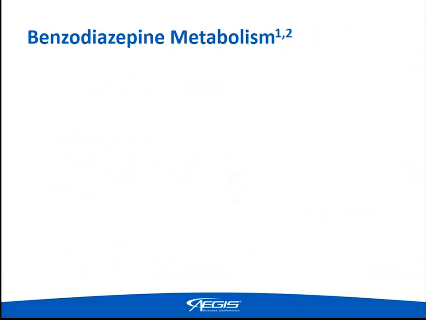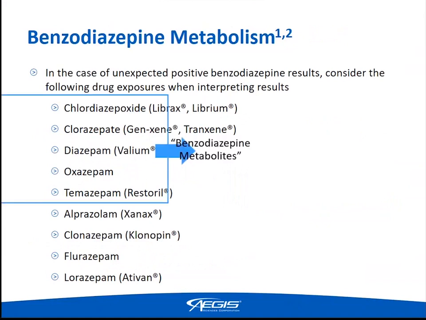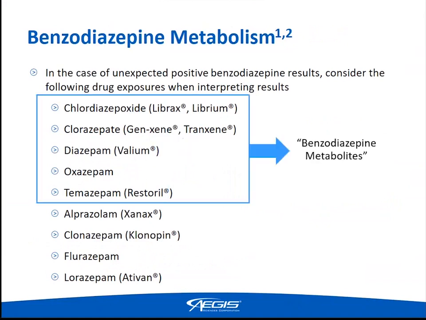In case of unexpected positive benzodiazepine results, consider the following drug exposures: chlordiazepoxide, clorazepate, diazepam, oxazepam, and temazepam all share common metabolites, and distinguishing which compound was ingested may be impossible. Because the exact ingested drug may not be distinguishable due to the overlapping metabolic pathways, positive results for nordiazepam, oxazepam, and/or temazepam are reported by Aegis as benzodiazepine metabolites. We'll discuss the metabolism of these drugs in more detail in just a moment.